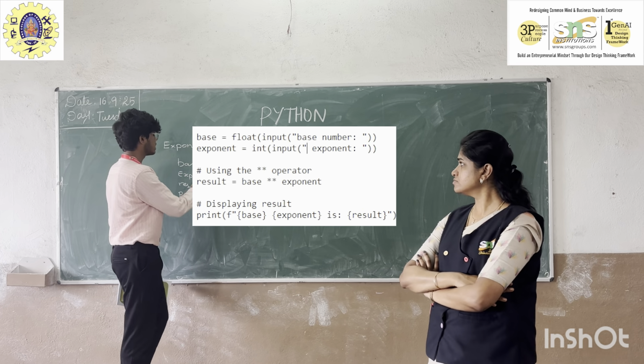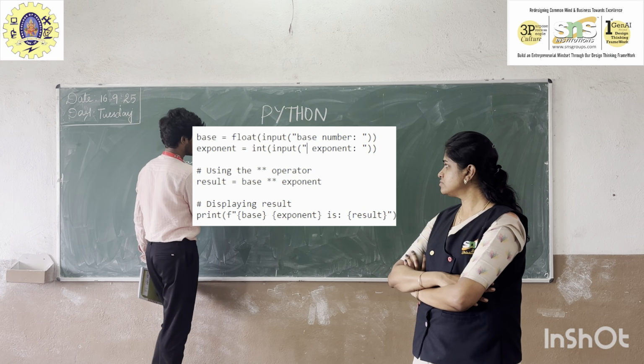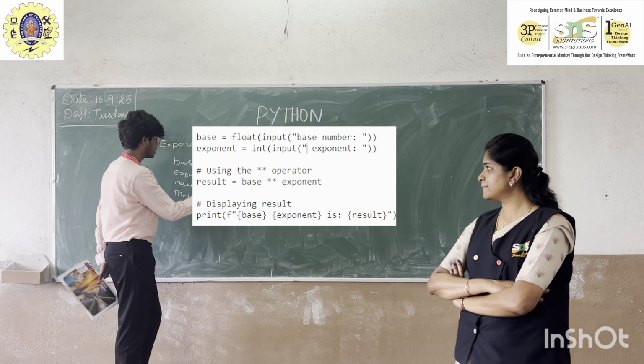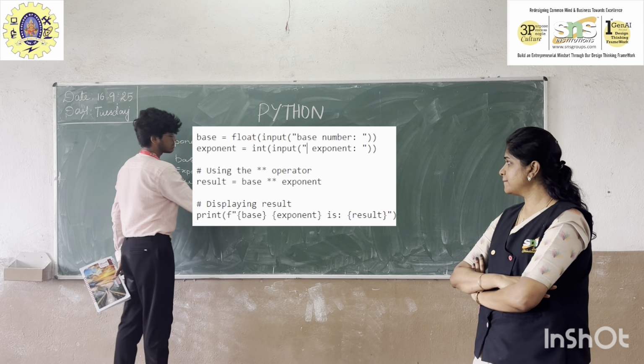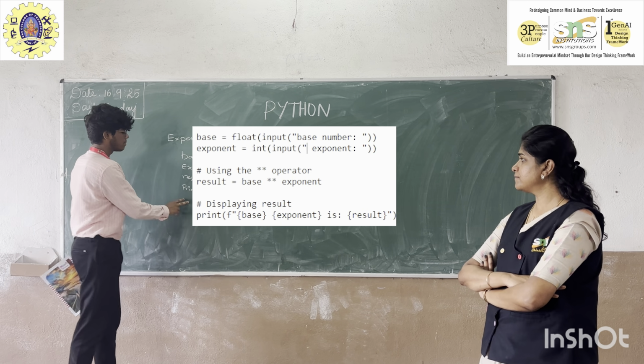Base equal to 5, exponent equal to 3. Result equal to base into exponent. Exponent equal to 3. Result equal to base into exponent. This is an exponential print.